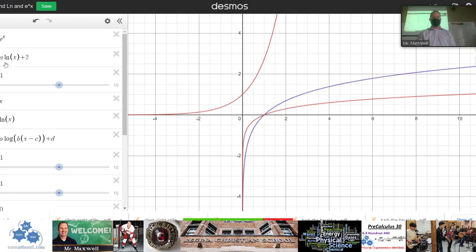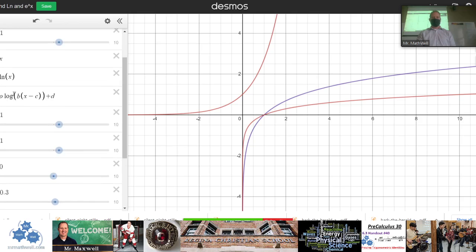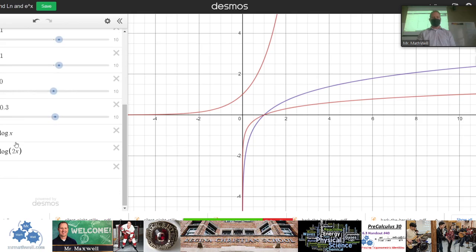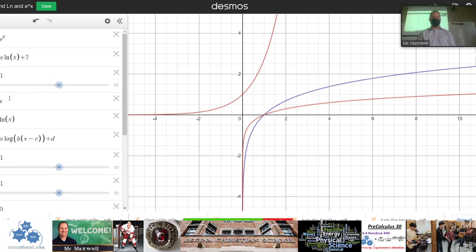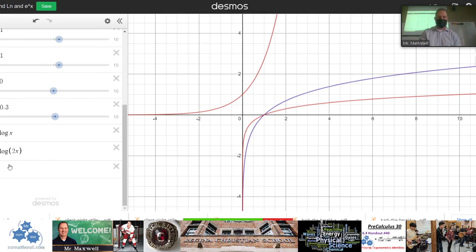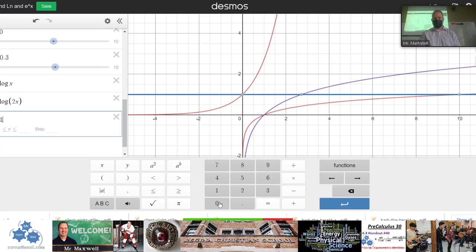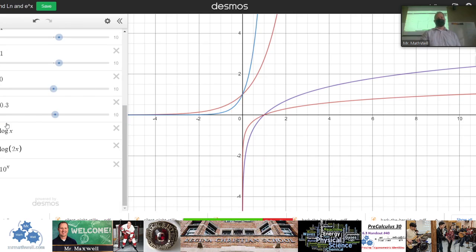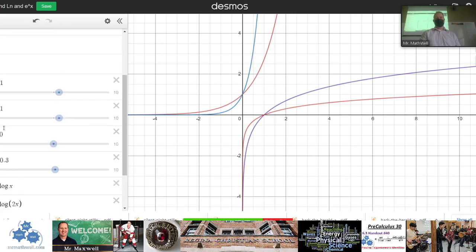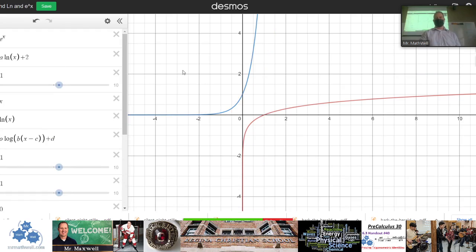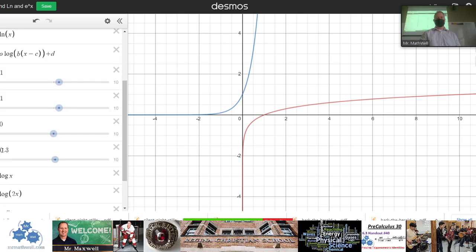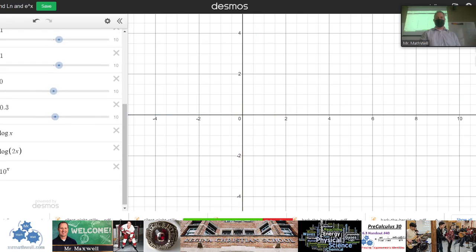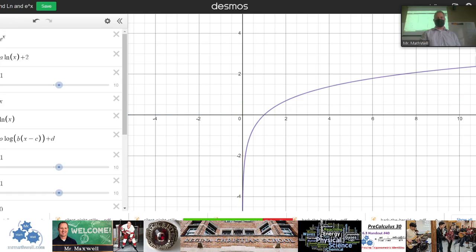As if we had 10 to the power of x, which I don't think I have here. So let me just put that in there. Y equals 10 to the power of x. See, right there. So they are inverses of each other, the same way that natural logarithm of x and e to the power of x are inverses of each other.